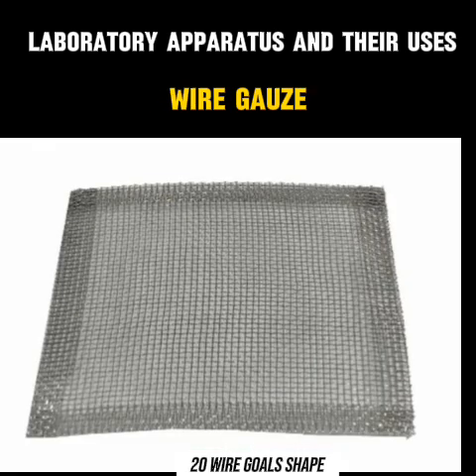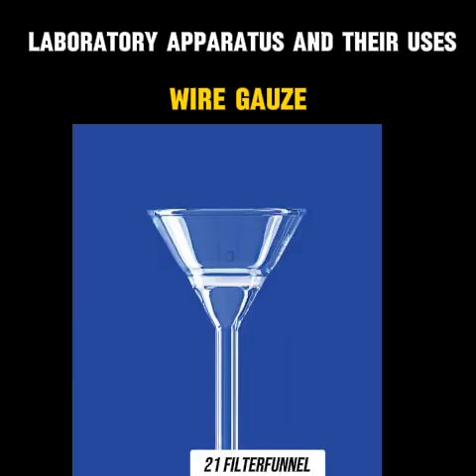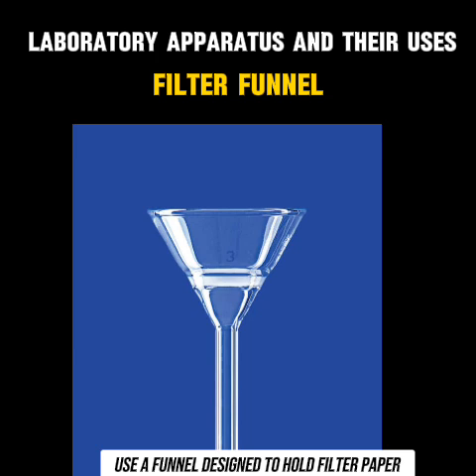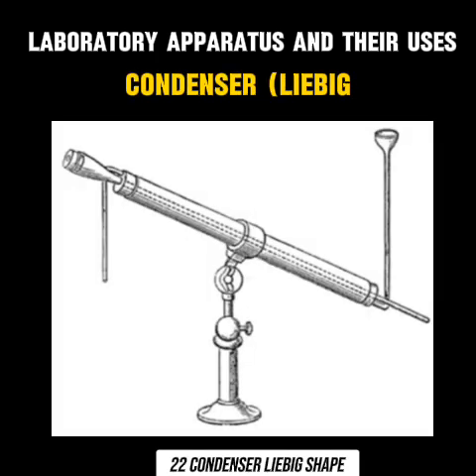20. Wire gauze. Shape. A flat mesh of wire. Use. Placed on a tripod or ring stand to support flasks and beakers during heating. The wire mesh distributes the heat evenly to prevent breakage of glass containers. 21. Filter funnel. Use. A funnel designed to hold filter paper for separating solid particles from liquids in a process known as filtration. 22. Condenser Liebig.